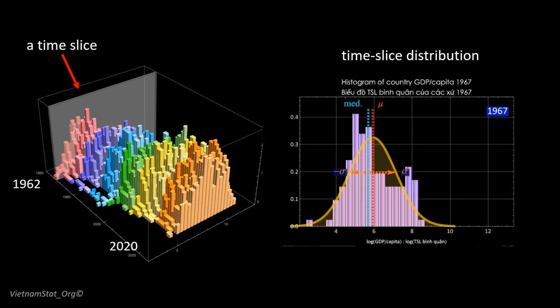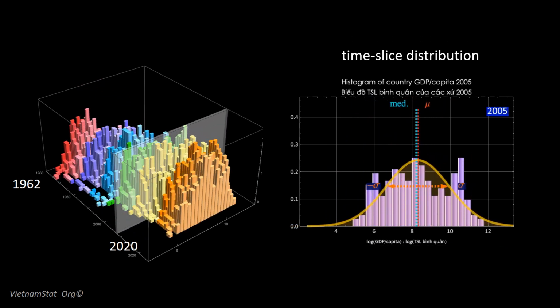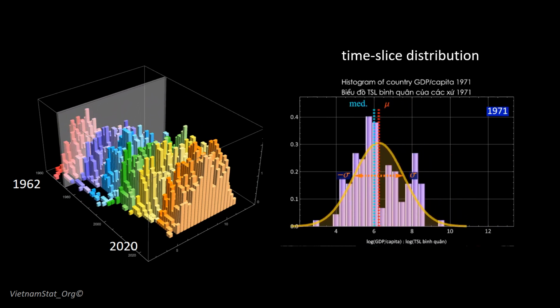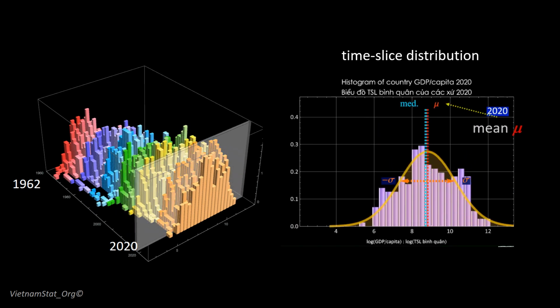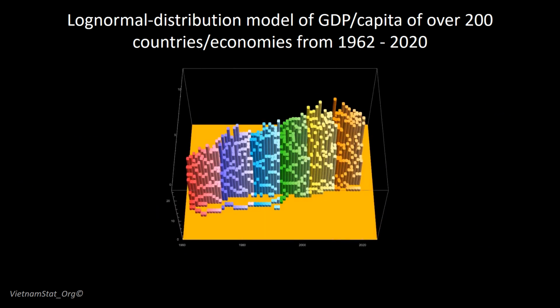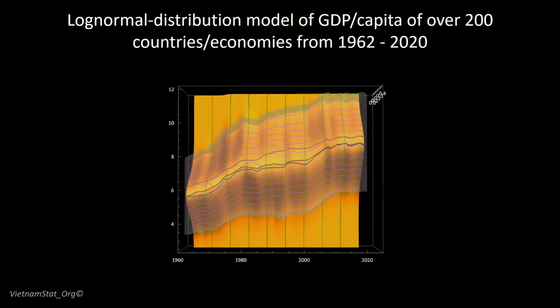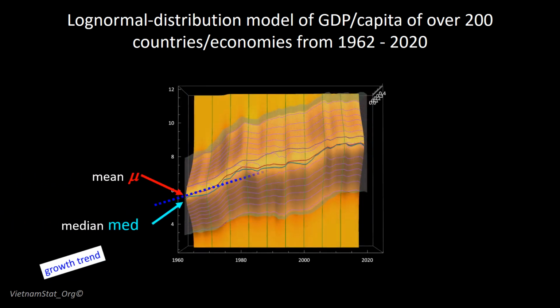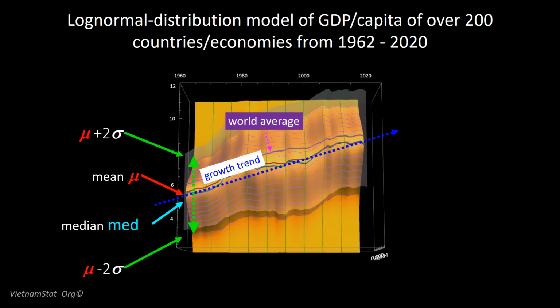As the time slice moves back and forth from 1962 to 2020, the exact distribution shape is not of interest. It is sufficient to consider its overall statistics, the mean mu, the median MED, and the standard of deviation sigma. The log normal model gives a general idea of the GDP distribution over 60 years without the fluctuations of the raw data. The mean and median show the growth trend, the standard of deviation shows the spread in economic efficiency, and the world average gives a reference.